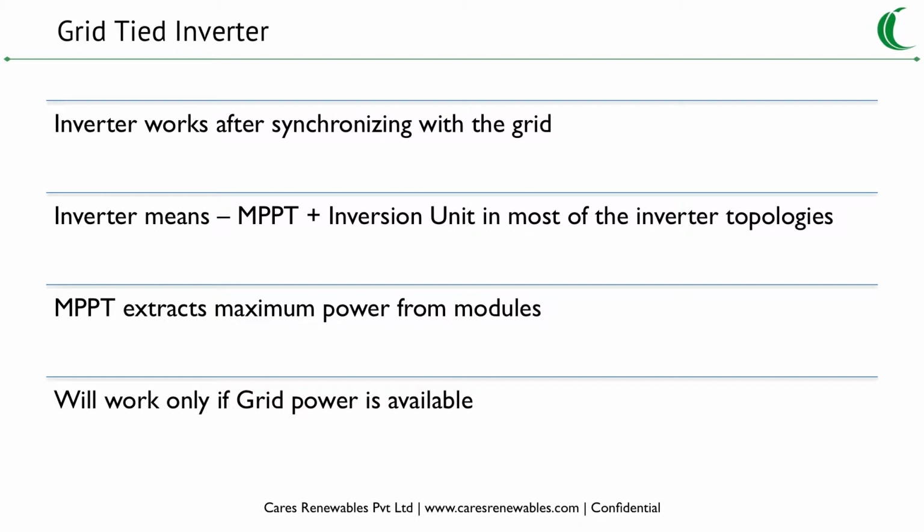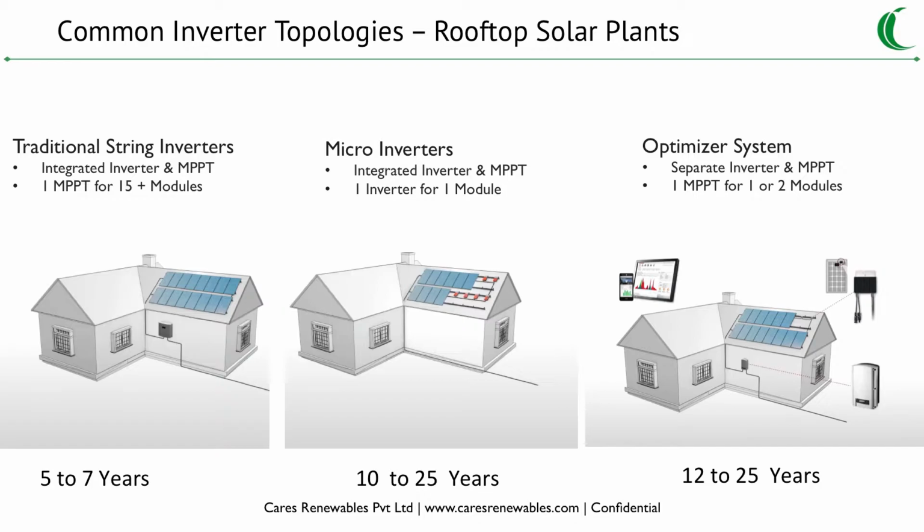Now, as I spoke earlier, a grid-tied inverter functions only if the grid power is available. So if there is a power shutdown, the inverter stops. Synchronizing with the grid, matching the frequency and the voltage parameters, is also a function of the inversion unit. Now, before we get into the KPIs, let's understand the three basic solar inverter architectures when it comes to rooftop solar plants. So there are the traditional string inverters.